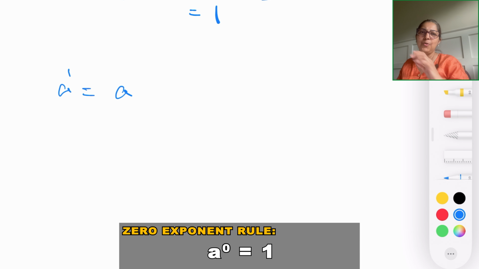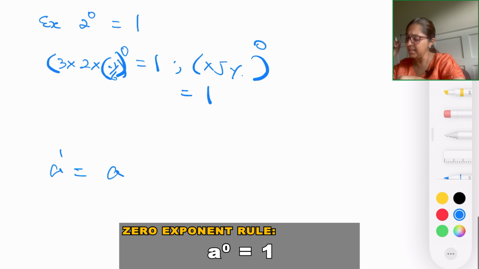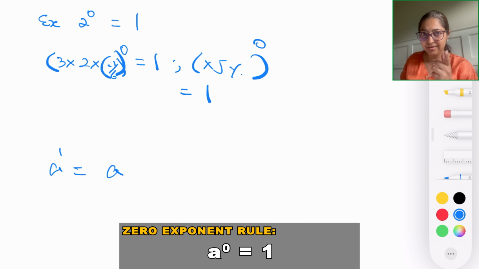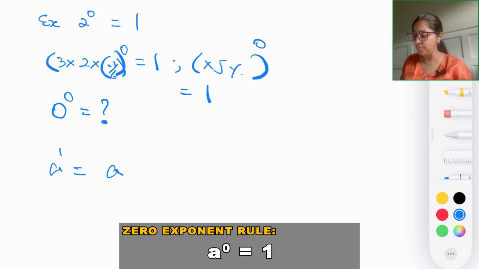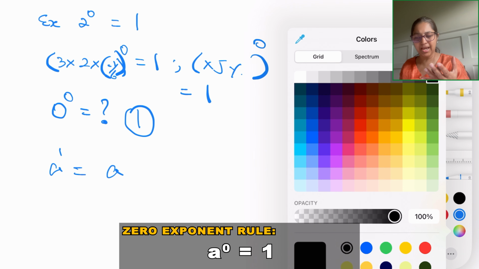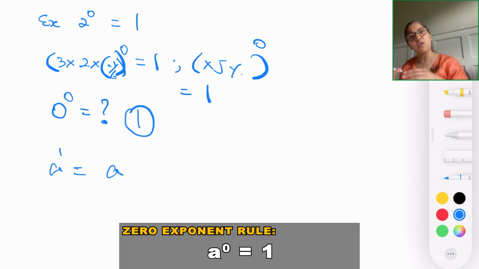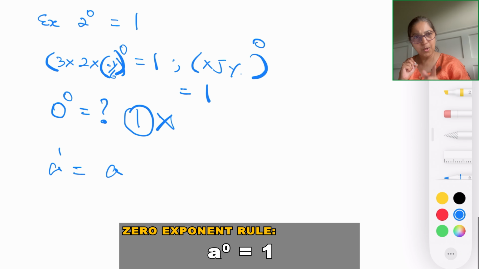Now let me ask you this: going back to the previous one, 0 to the power of 0, what is that? Do you think that is going to be 1? No, that is not going to be 1. Because if you have nothing in your hand and you're trying to make copies of nothing, what are you left with? Nothing. So the answer is not 1 for 0 power 0, that answer is going to be 0.